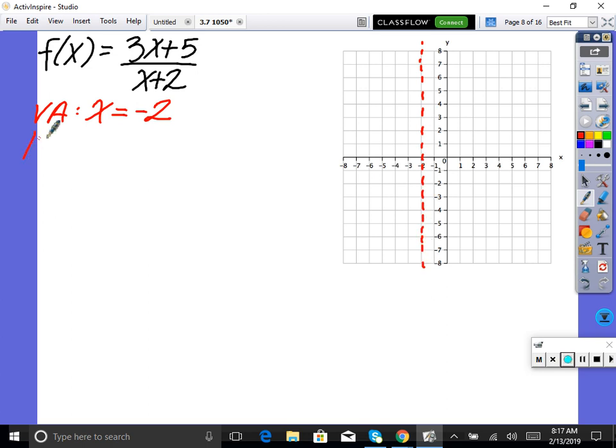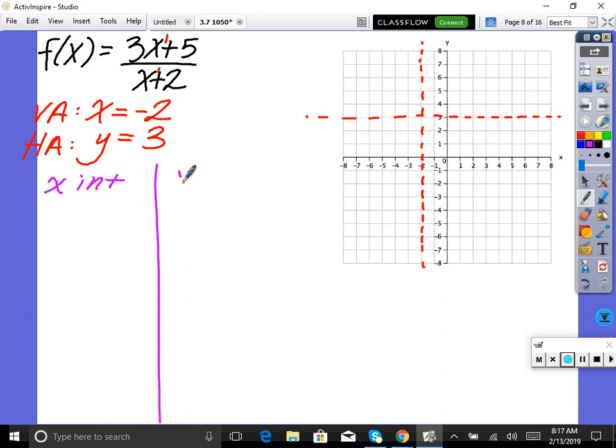Now you find your horizontal asymptote. You have your 3 rules. Degree on top and bottom are both 1. Therefore, you divide your leading coefficients. So y equals 3. So I go up and draw my horizontal asymptote at 3. Now from there, we find points. X and y intercepts. X-intercepts are when y equals 0. So I have 0 equals (3x plus 5) divided by (x plus 2). So solve for x. Wouldn't we times both sides by x plus 2? Now think about it.